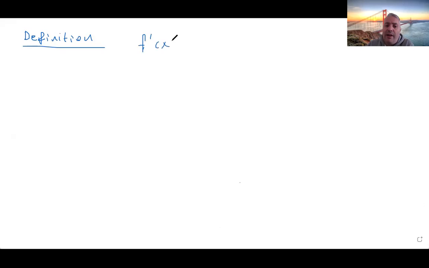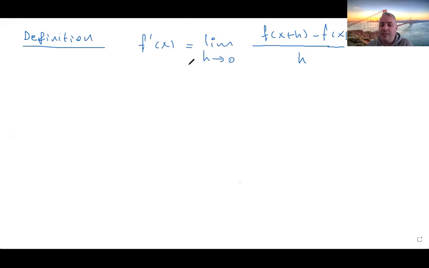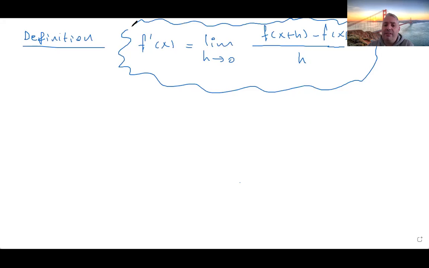f prime of x is equal to the limit as h approaches 0 of f of x plus h minus f of x, divided by h. This is called the derivative, okay? f prime of x, when we use the limit definition, this is the definition of that.